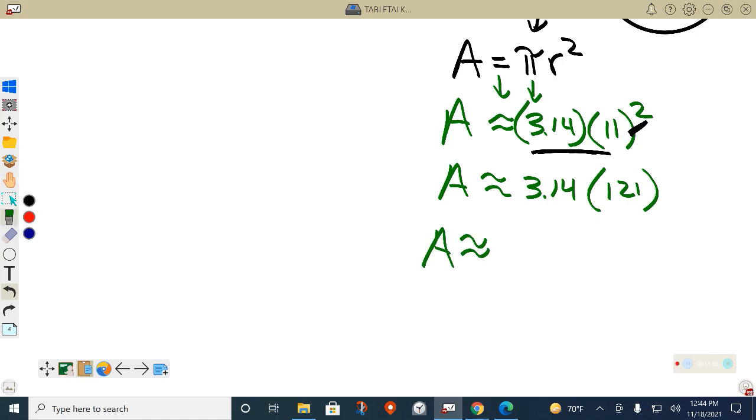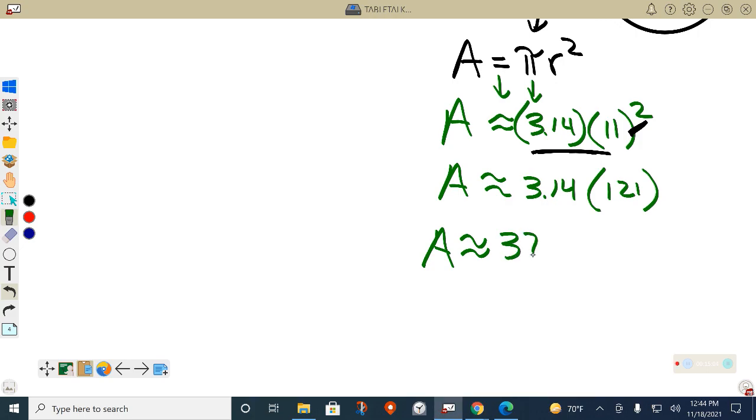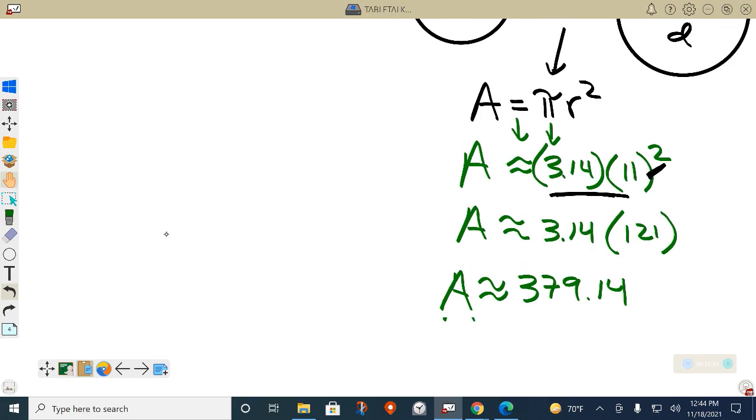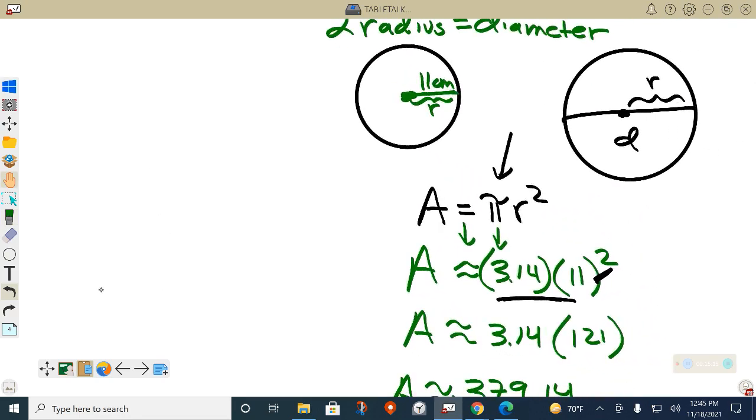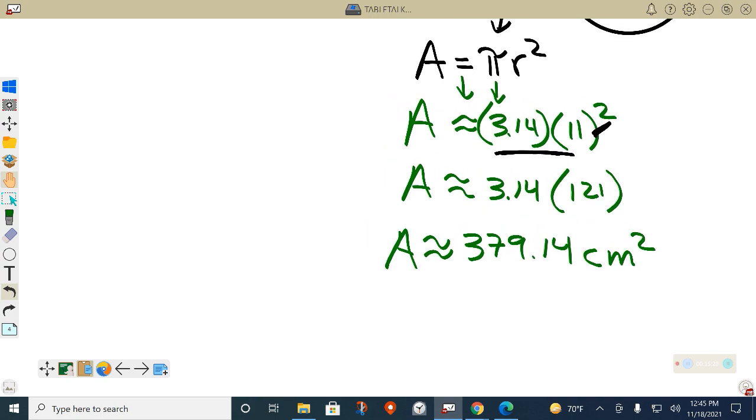Area is approximately 379.94 what? Chickens, horses, or termites? What are we counting here for area? What kind of units? So what kind of centimeters though? A square centimeter. Squares. That's how many square centimeters would fit inside the circle.